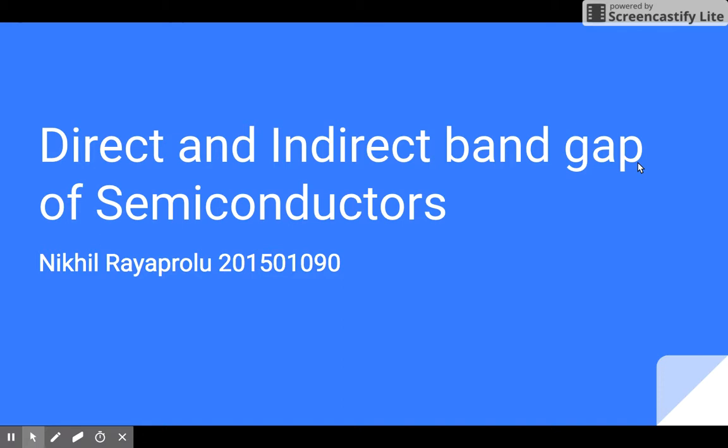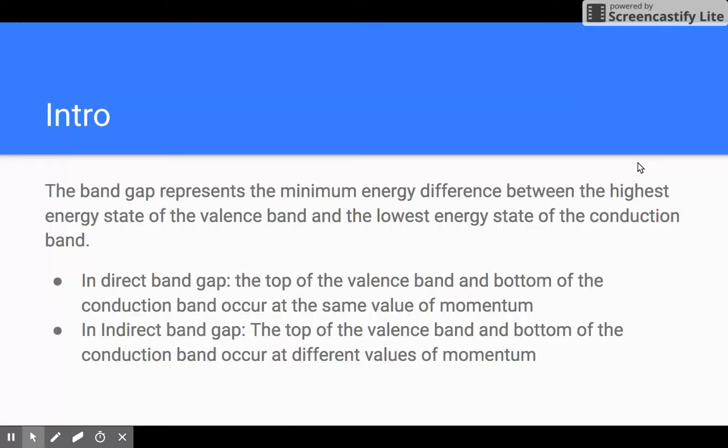Direct and indirect band gap of semiconductors. The band gap represents the minimum energy difference between the top of the valence band and the bottom of the conduction band. However, the top of the valence band and the bottom of the conduction band are not generally at the same value of the electron momentum.